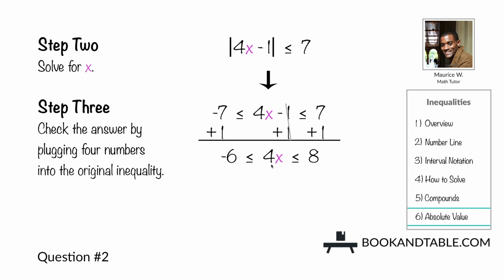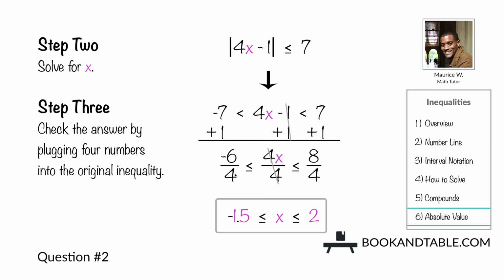And now to remove this coefficient of positive 4, we want to divide all three terms by 4, giving us negative 6 divided by 4, which is negative 1.5. We have x in the middle now. And on the right side, we have 8 divided by 4, which is 2. So we see the answer to question number 2 is negative 1.5 is less than or equal to x, which is less than or equal to positive 2.